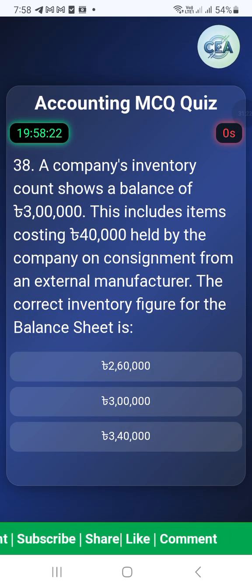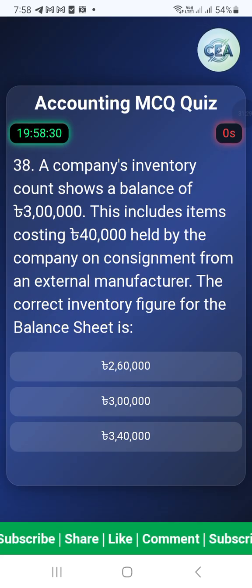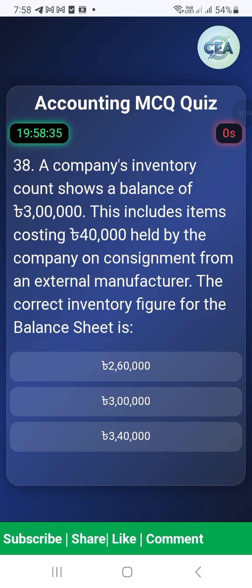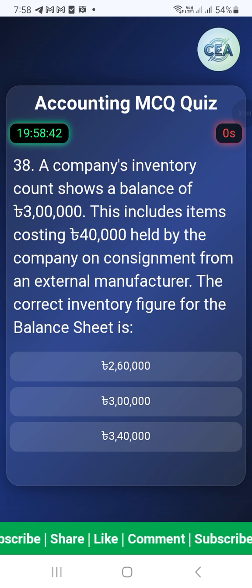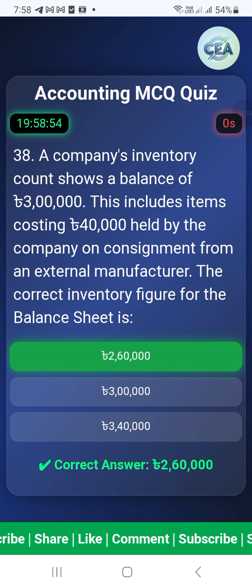38. A company's inventory count shows a balance of 300,000 takas. This includes items costing 40,000 takas held by the company on consignment from an external manufacturer. The correct inventory figure for the balance sheet is Option 1. 260,000 takas. Option 2. 300,000 takas. Option 3. 340,000 takas. Correct answer is 260,000 takas.